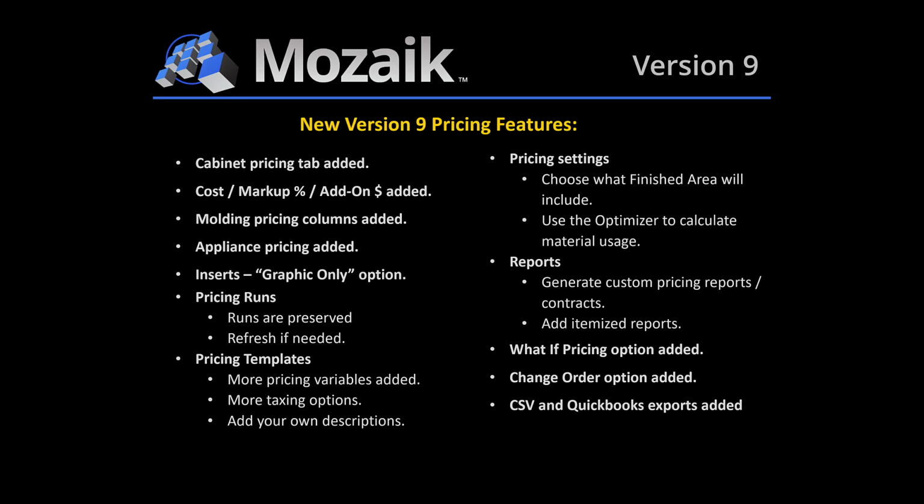In the pricing tab, we have added the ability to create pricing runs, and once these runs are generated, they are preserved. If you make changes to your job, you can refresh these runs as needed. You have the ability to create your own pricing templates. In these templates, you can choose which pricing items you want to include. There have been many more pricing variables added. You can even bring the same variable in twice.